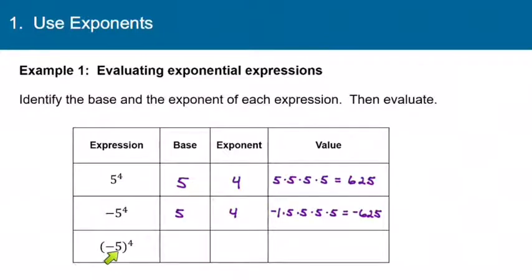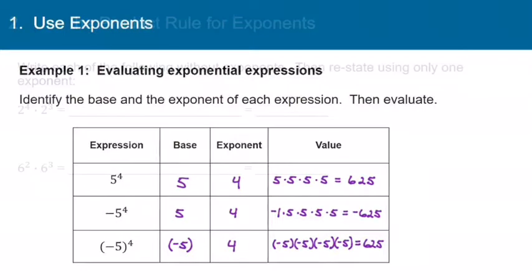Now here we have negative 5 in parentheses raised to the 4th power. So the base here is everything in parentheses because you see the exponent is attached to the parentheses. So here the base really is negative 5 and the exponent is still 4. So what we have here is negative 5 times negative 5 times negative 5 times negative 5. So 4 negative signs are going to make a positive answer, because remember, every 2 negative signs make a positive. That means an even number of negative signs multiplied together will make a positive. And so we're going to get positive 625 here.